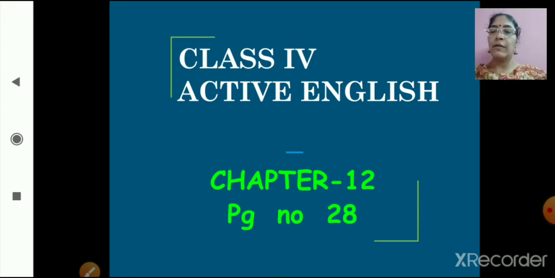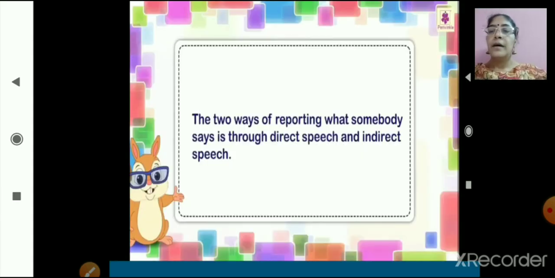Yes, we have already done with the first exercise of Chapter 12, and now we begin with the next exercise, page number 28. So, when you're talking to your friends or conversing with somebody, and you want to convey the same message to a third person, maybe your mother or some other friend, how will you convey it?